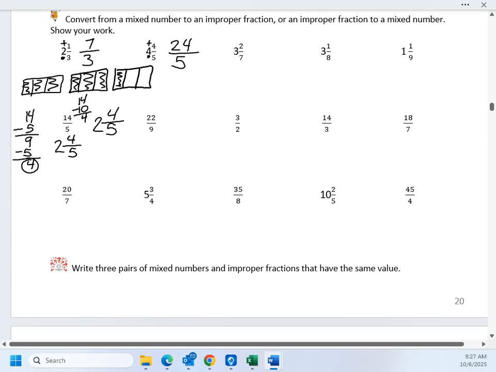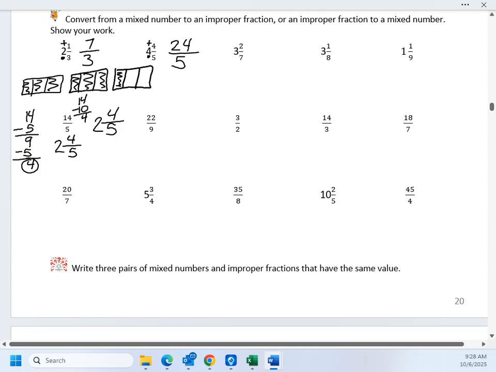If at any point you're doing this, if you said, okay, I can take 5 away from 14 one time and then I've got 9 left over, if you're left with a numerator that's bigger than your denominator, you're not done yet. That numerator has to be smaller than your denominator. So you have to keep pulling it out until you can't pull it out anymore.